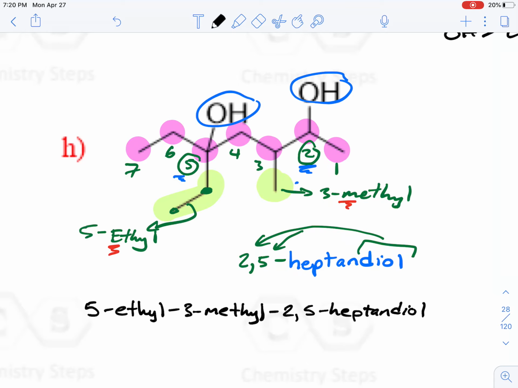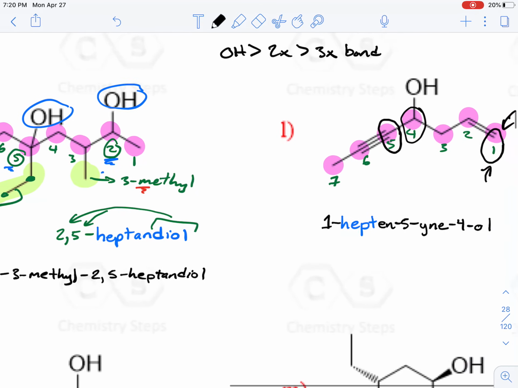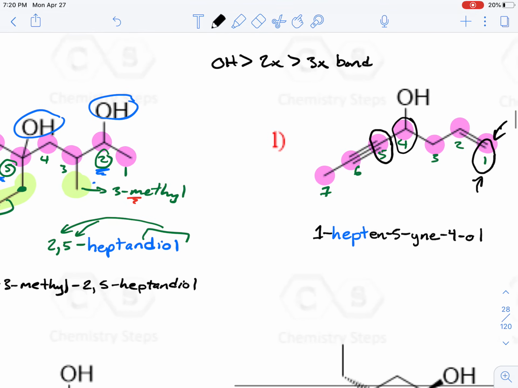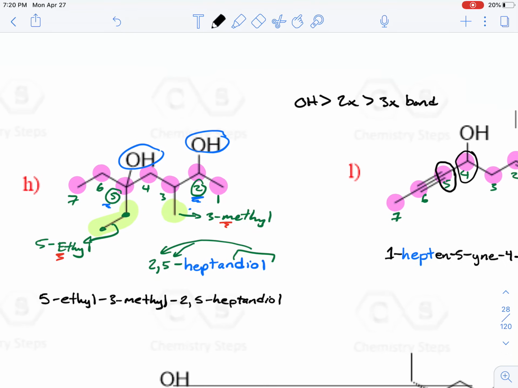Now, if there's 3, you say triol, and you would describe the locants or the carbon numbers of where all of those alcohols are located. And if it's 4 alcohols, then you would say tetraol or tetrol. Okay. So hopefully by going through these more complicated organic compounds, you guys have a better feel of how to name them.